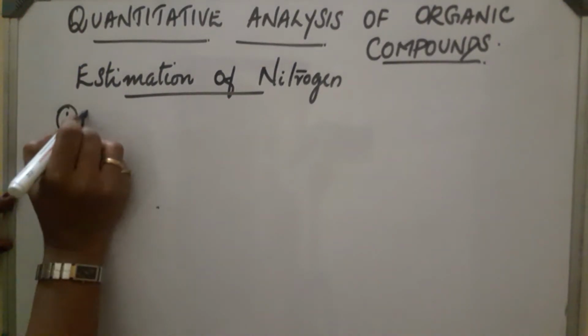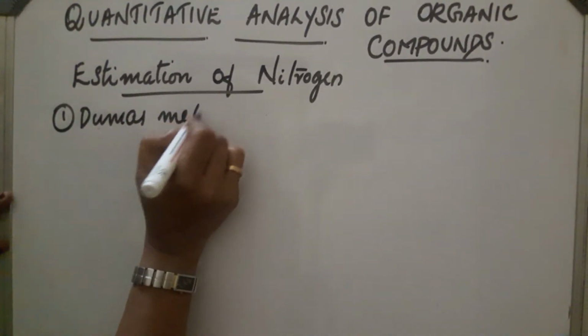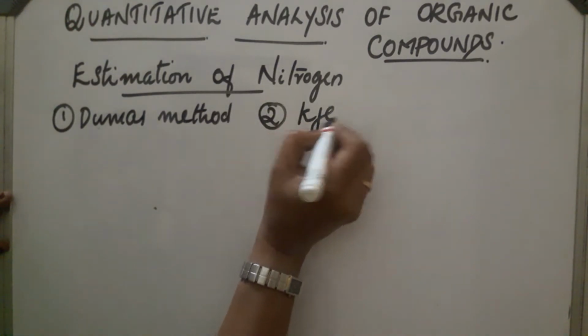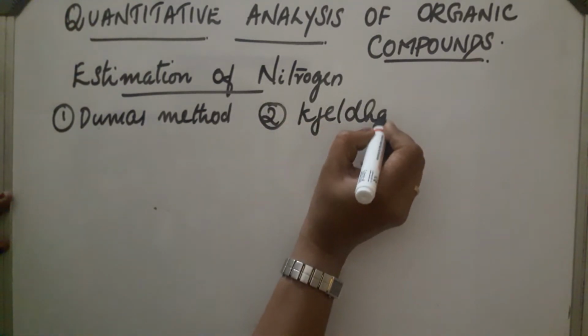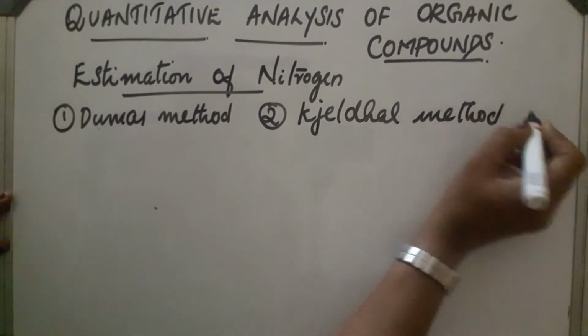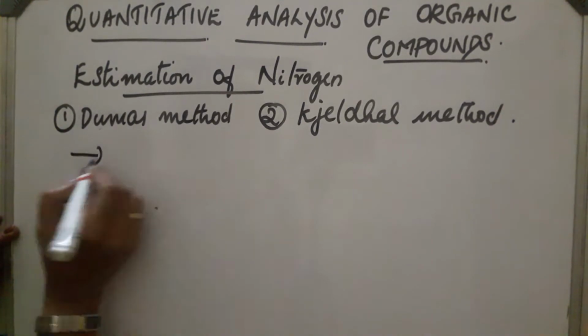First one is the Dumas method. Second one, the Kjeldahl method. These are the two important methods for the estimation of nitrogen. Let us discuss the Dumas method. In this method, first the nitrogenous compound is heated with copper oxide.